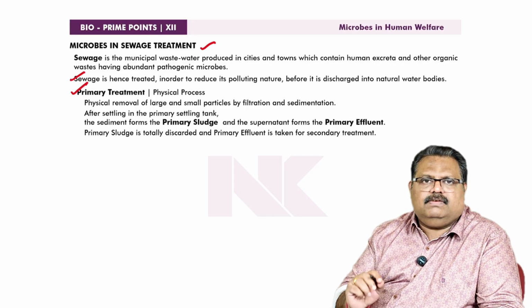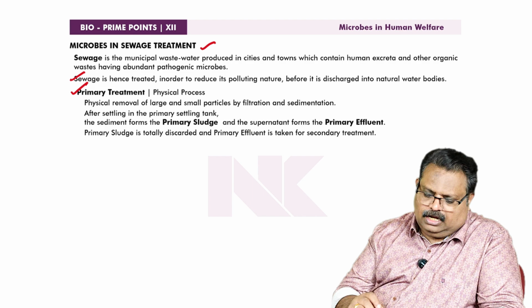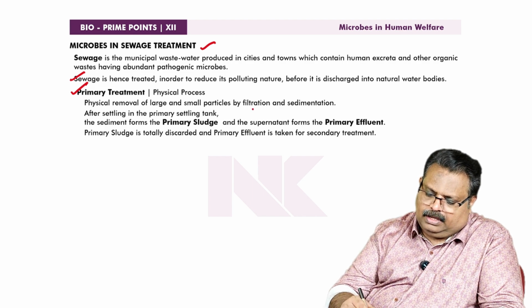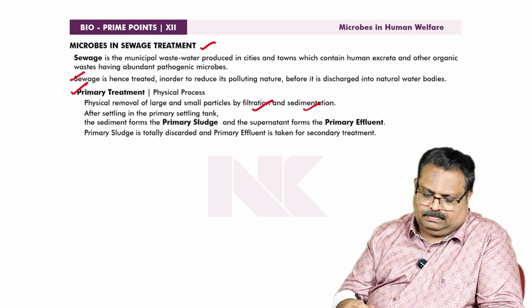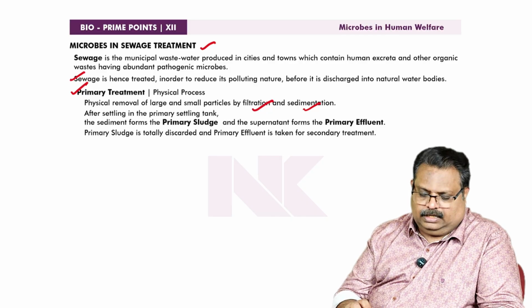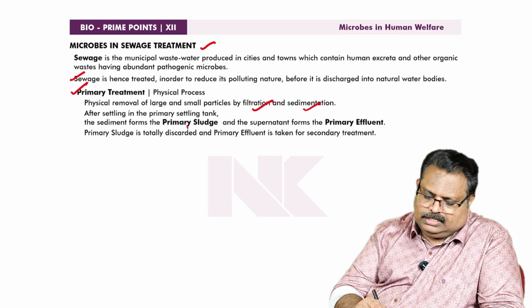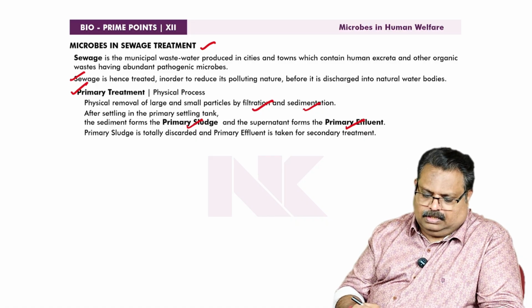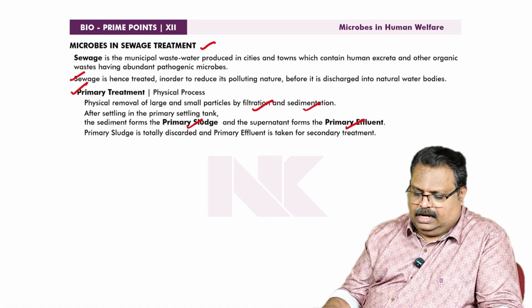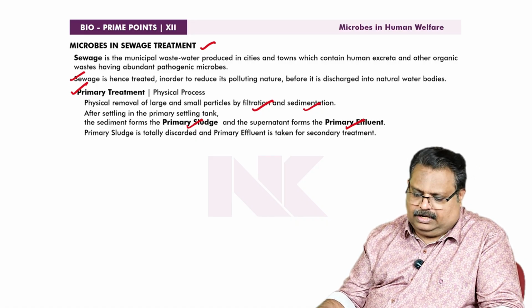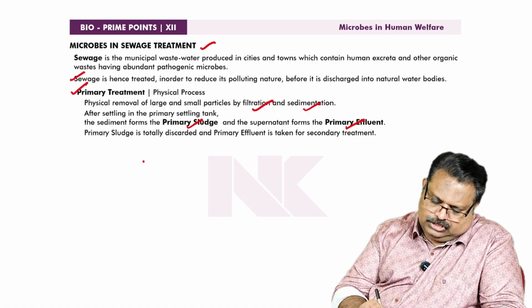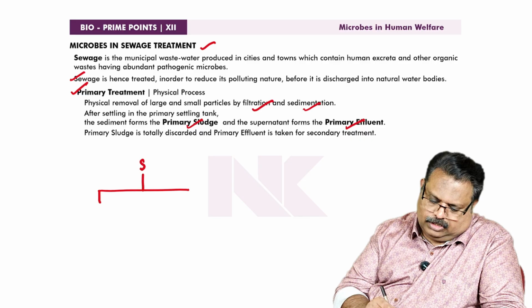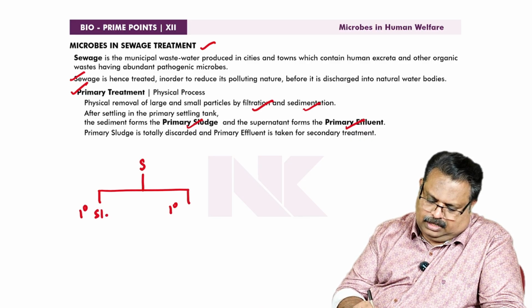The primary treatment is a physical process. The physical removal of large and small particles by filtration and sedimentation. After settling in the primary settling tank, the sediment form the primary sludge and the supernatant form the primary effluent. The primary sludge is totally discarded and the primary effluent is taken for secondary treatment. That means the sewage is, by primary treatment, converted into primary sludge and primary effluent.